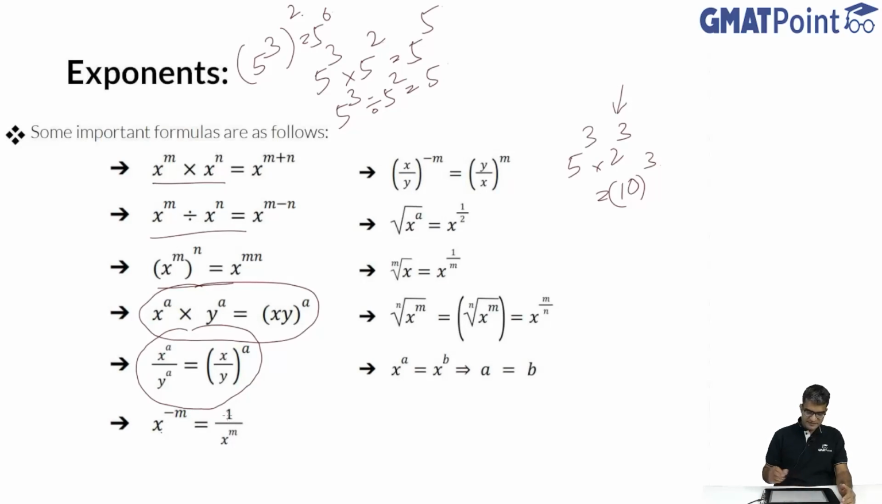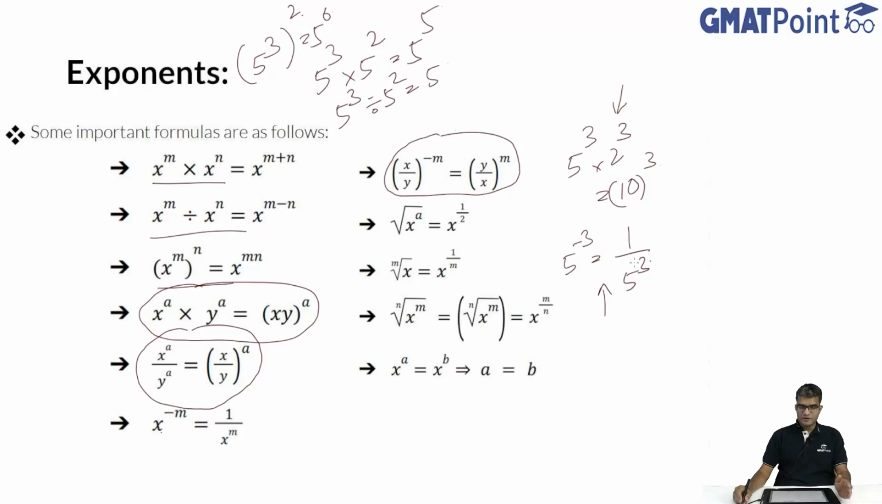X to the power minus m is 1 by x to the power m. That is, 5 to the power minus 3 is equal to 1 by 5 to the power 3. X by y to the power minus m is y by x to the power m. This is again just an extension of the formula that we have just seen.